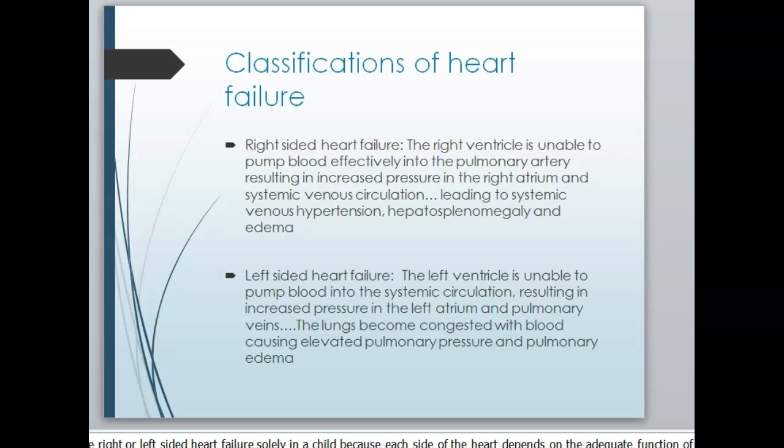Left-sided heart failure: the left ventricle is unable to pump blood into the systemic circulation, resulting in increased pressure in the left atrium and pulmonary veins. The lungs become congested with blood, causing elevated pulmonary pressure and pulmonary edema. It is unusual to observe right or left-sided heart failure solely in a child because each side of the heart depends on the adequate function of the other.